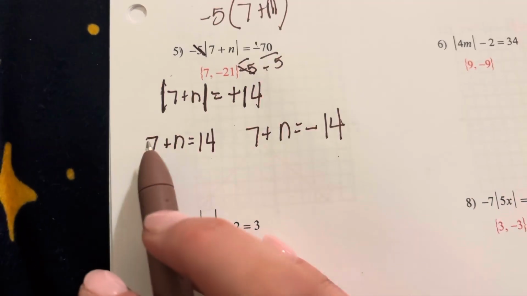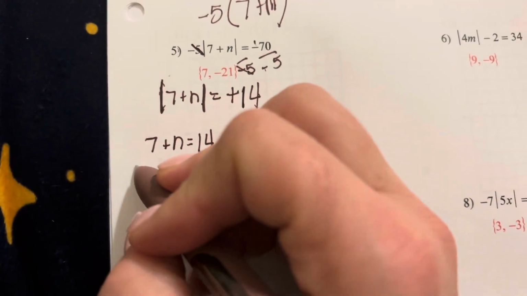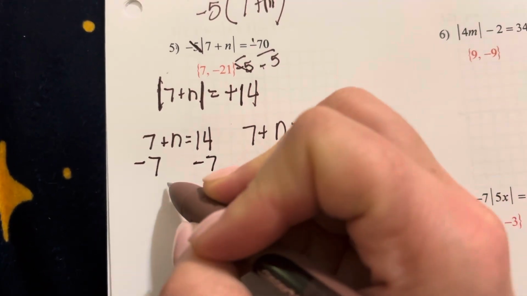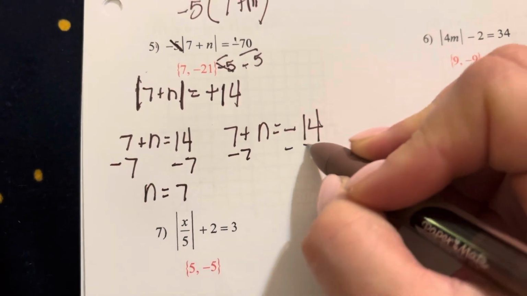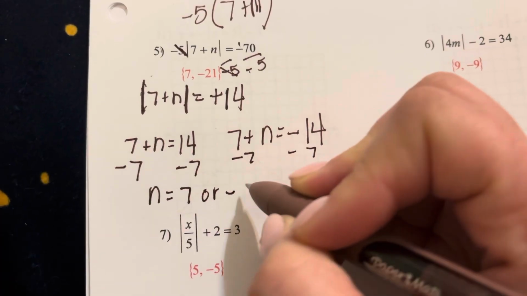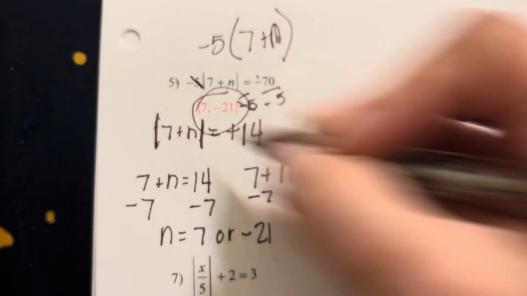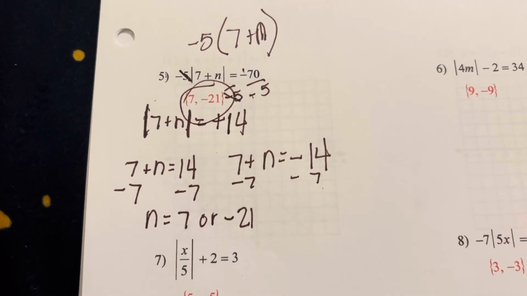Okay, back to this. Over here, I'm going to subtract 7 from both sides. n equals 7. Subtract 7 over here, and n can equal negative 21, which is what it says right there.